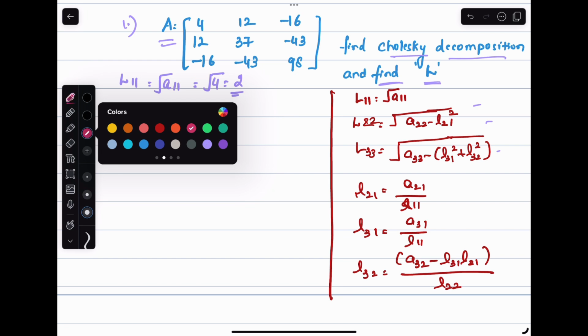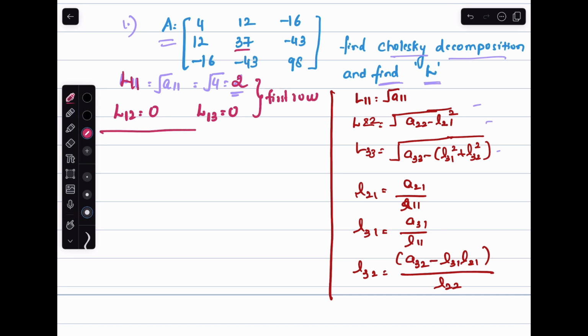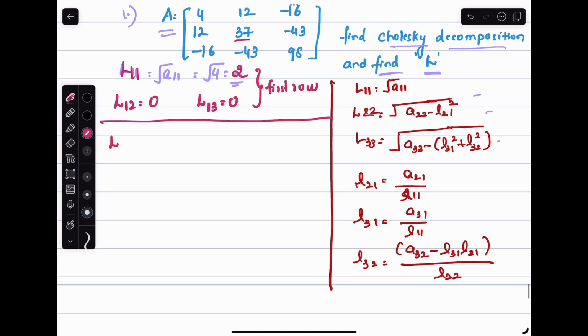Okay, and remember, let me change the color. The color is not visible that much, so I'm just changing the color. And always remember that whatever terms have not been mentioned here will always be equal to 0. That means L12 and L13 will always be equal to 0, and these are the first row elements. Now let us find the second row elements.